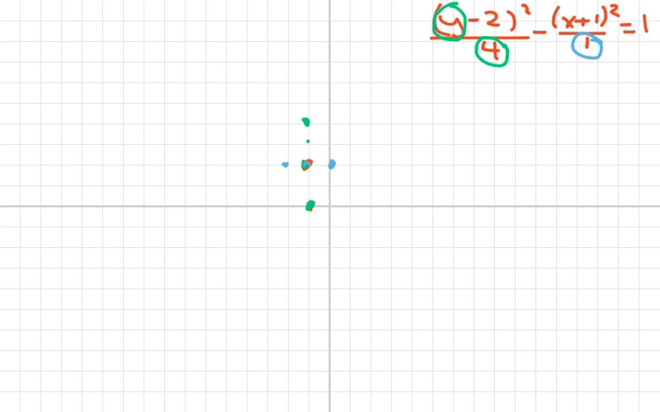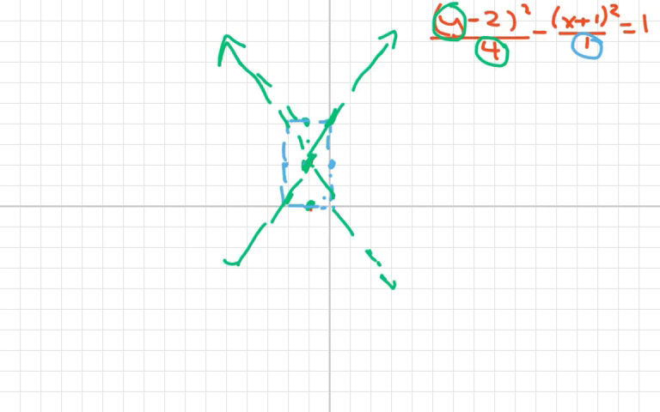Now what I'm going to do is draw a little rectangular box here. And I'm going to draw lines. These are going to be the asymptotes right through here. And I'm going to draw lines here. These are your asymptotes. So you draw the box, it's a lot easier. It goes right through the corners and the center. So basically, here's your asymptotes.